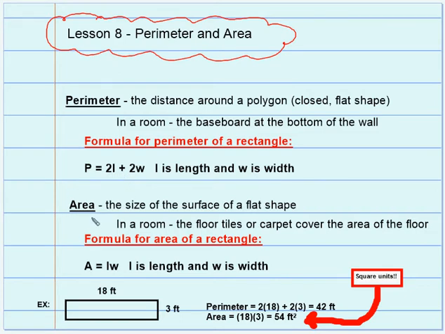Now area is the size of the surface of a flat shape. Okay, so if you think about a room, the floor tiles or the carpet cover the area of the floor. And if you think about tiles, they're usually square tiles, and that's how we're figuring out the number of squares that fit inside a room, or the number of squares that cover a surface, which is why you get square units.